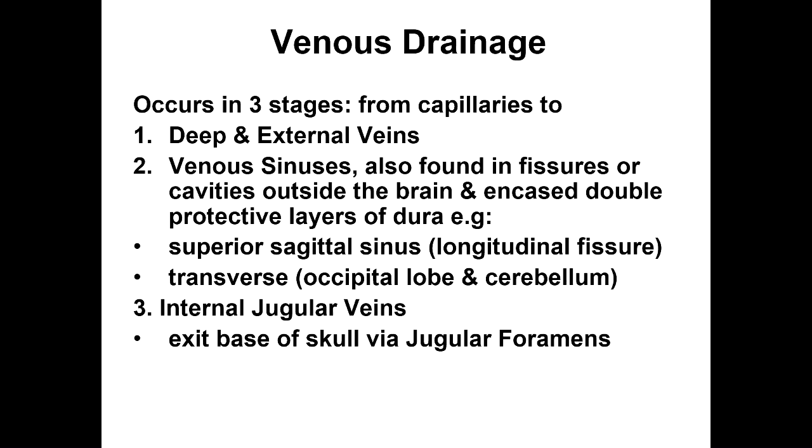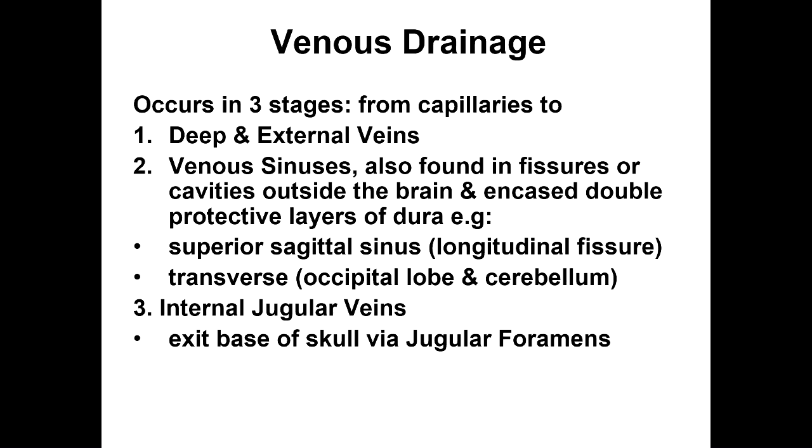Some of those veins then drain into expanded regions. These are still veins, but they're very wide, and for that reason they're called sinuses, because a sinus is just an expanded region. And so these are really large expanded veins that you find in sort of big fissures or cavities just outside the brain tissue. And it's these venous sinuses which are encased by a double protective layer of the dura mater. I mentioned one location where we see these venous sinuses in the longitudinal fissure between the left and right cortical hemispheres, and that sinus is called the superior sagittal sinus that you find in the longitudinal fissure.